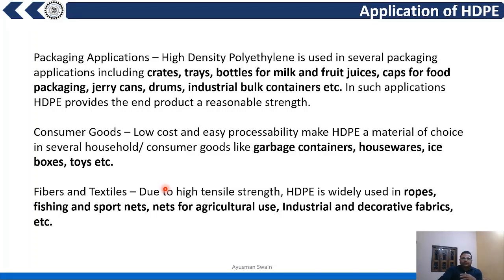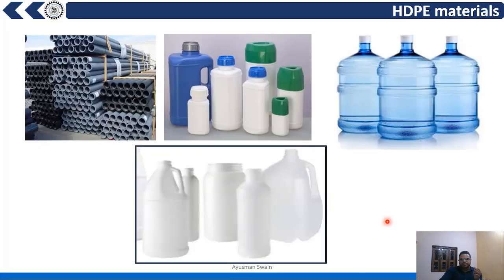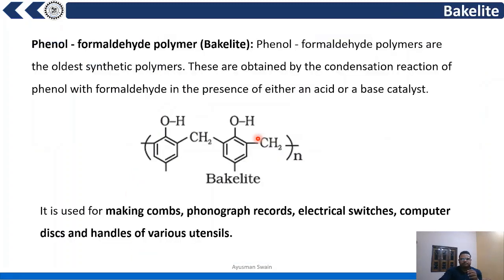And these have a wide range of applications like crates, trays, bottles for milk, fruit juices, caps for food packaging, jerry cans, drums, and different containers for industry, garbage containers, housewares, and also you see in fibers and textile industry these are being used to prepare ropes, fishing nets, sports nets, and nets for agricultural use, and some decorative fabrics also. And these kind of strong pipes and some bottles, these cans are made up of high density polyethylene.